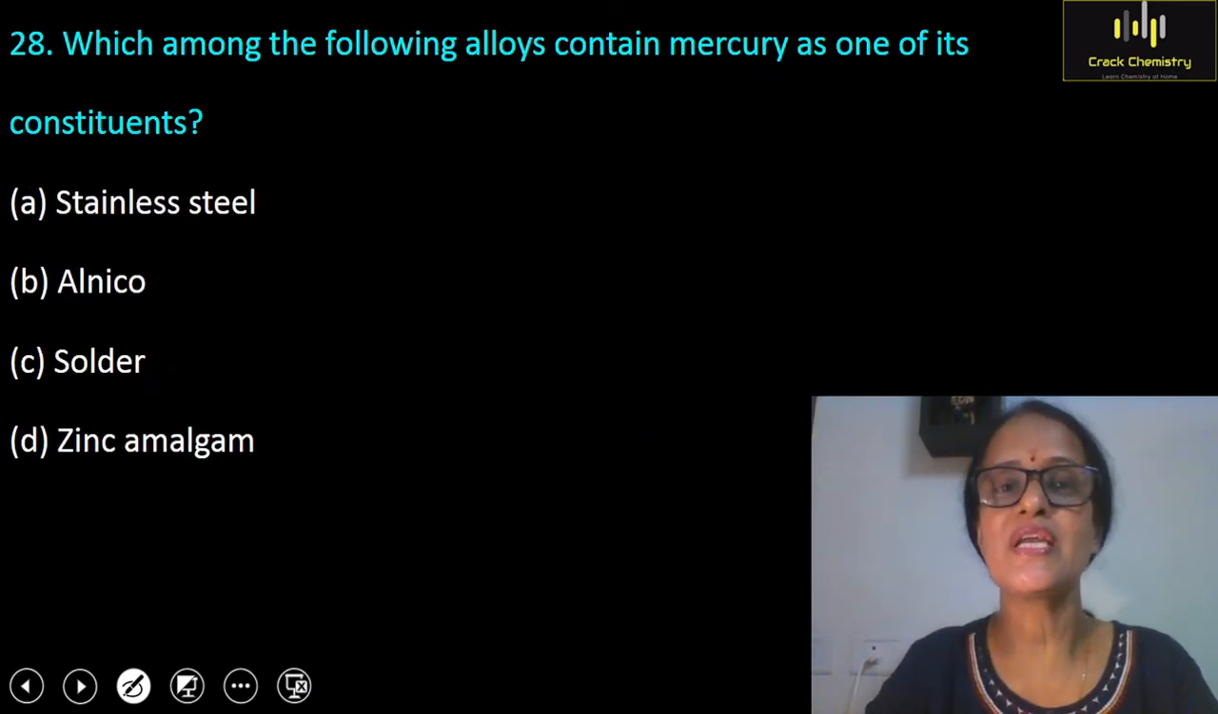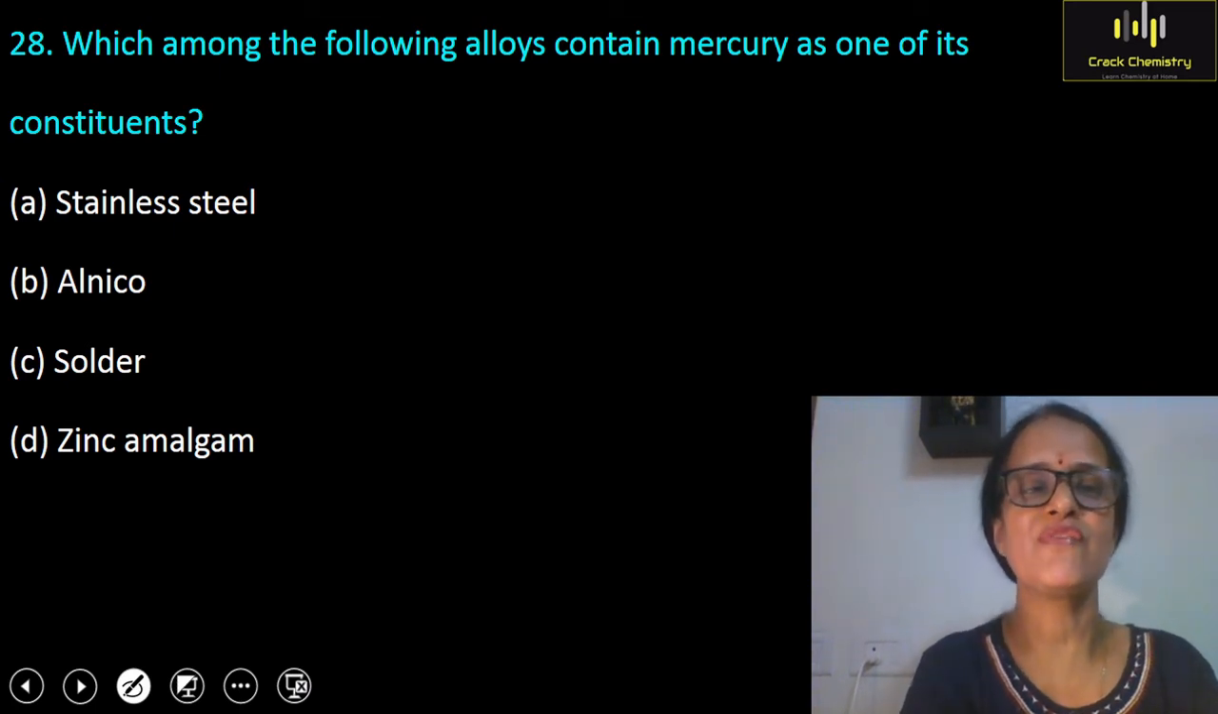Which among the following alloys contains mercury as one of its constituents? As I discussed in the previous question, whenever one of the components is mercury metal, then the alloy is called zinc amalgam.